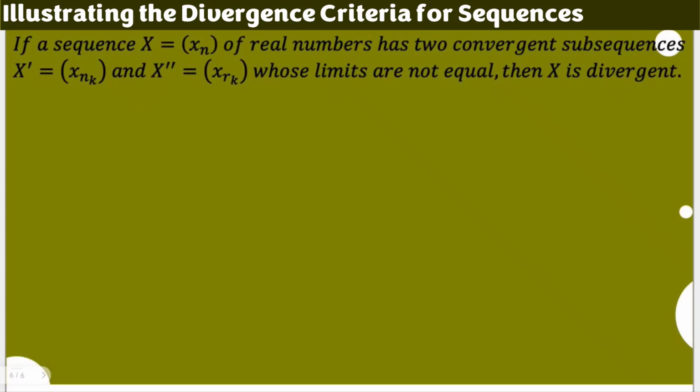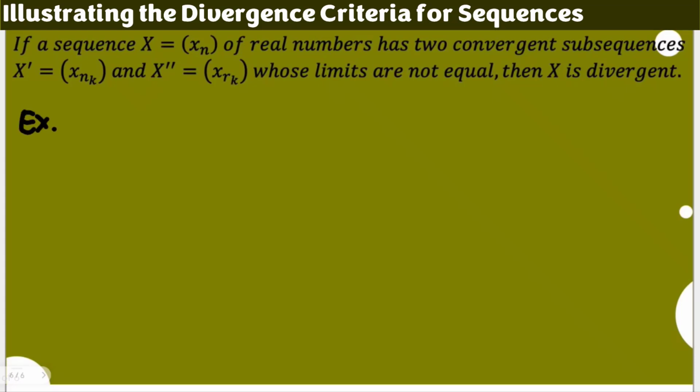Take note, for the subsequence convergence theorem, no matter how many subsequences can be drawn out from a sequence, all of those subsequences converge to the same limit of the sequence. In short, if there is more than one subsequence, they should have the same, equal limit. In this case, of course, if they are not equal, then based on this divergence criteria, automatically x is divergent. Let's illustrate this using an example.